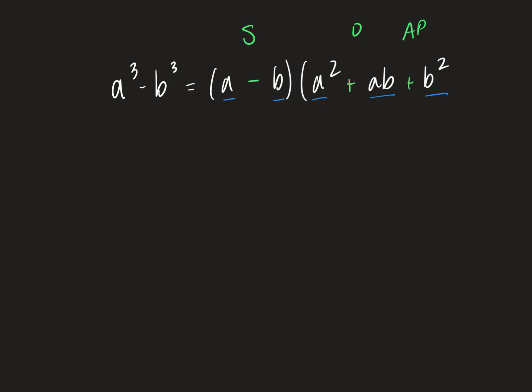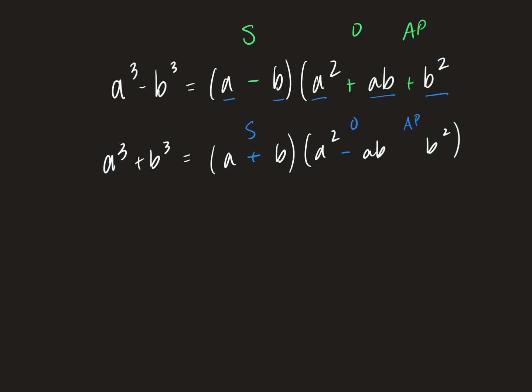So let's do the same thing for our other guy, a cubed plus b cubed. All right, so I'm going to write it down: a, b, close my parentheses, a squared, I don't know if it's plus yet, ab, b squared. All right, so let's do our signs. So we're going to go same sign, plus, opposite sign, minus, always positive, plus. So that's how I would recall the formula.